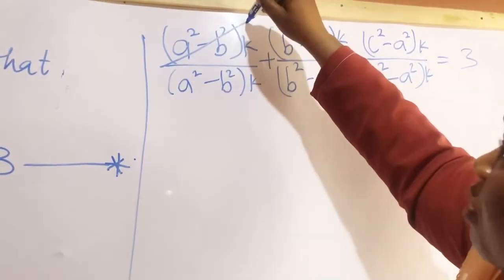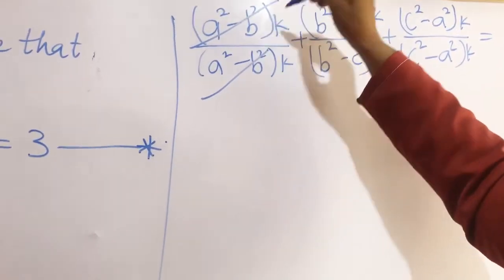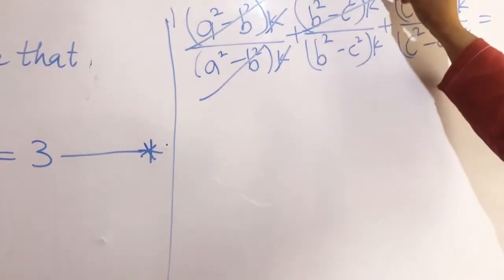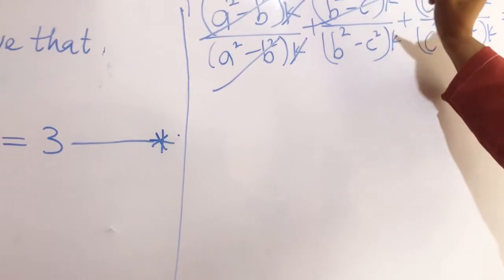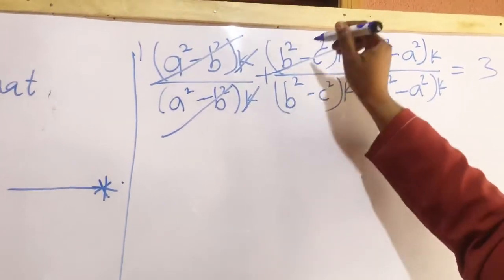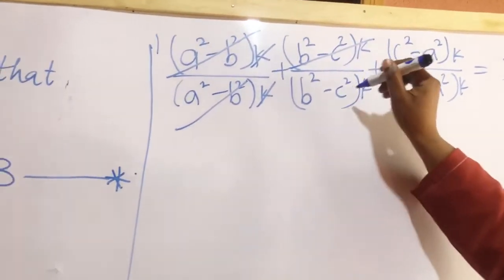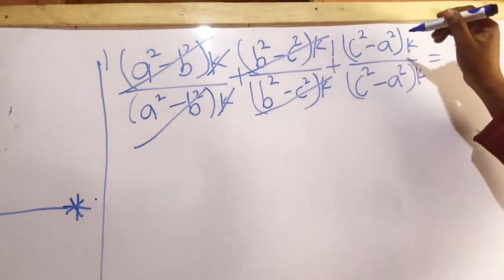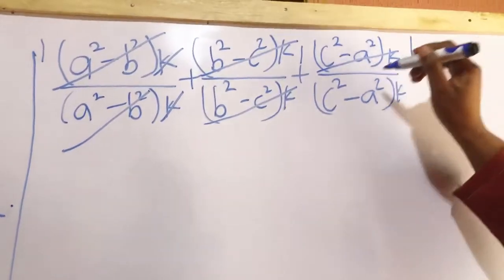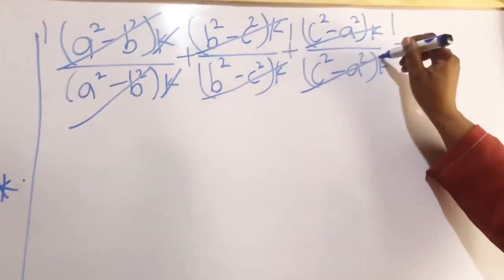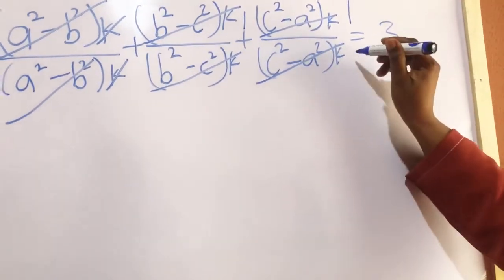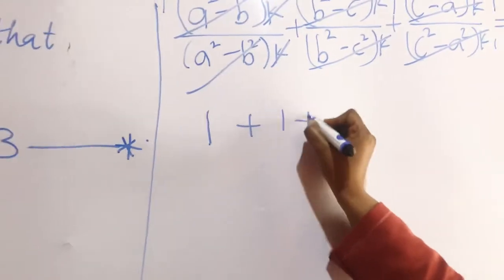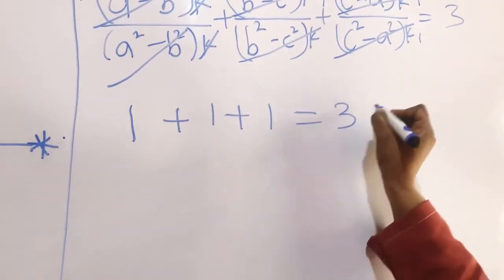So a squared minus b squared cancels a squared minus b squared, k cancels k, so gives 1. Similarly here, b squared minus c squared multiplied by k divided by b squared minus c squared multiplied by k gives 1. Similarly, c squared minus a squared k divided by c squared minus a squared multiplied by k gives 1. So we have 1 plus 1 plus 1 is equal to 3.